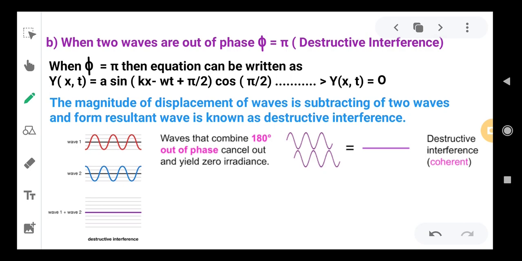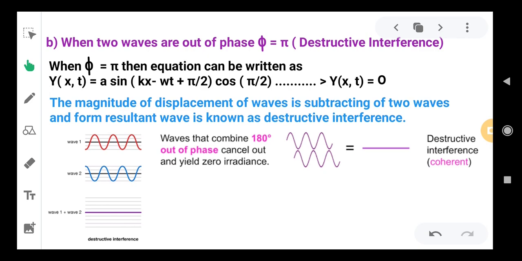Next, when the two waves are out of phase, meaning there exists a phase difference of pi, that is destructive interference. In this case the expression becomes: phi is replaced by pi. So y = 2A sin(kx - omega t + phi/2) cos(phi/2), with phi replaced by pi, becomes cos(pi/2). Cos(pi/2) is 0, so the whole term becomes 0, then y_resultant equals 0.